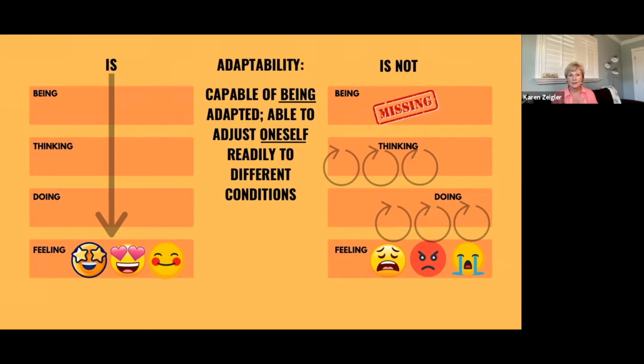And as you can read in the definition, adaptability is capable of being adapted, able to adjust oneself readily to different conditions. So that's when we're aligned, but sometimes we get misaligned and we forget all about the being part, the patient, the flexible, the calm, and we go right to the thinking and the doing. How does that look in our traffic scenario? Anyone had a traffic scenario where the being was missing?